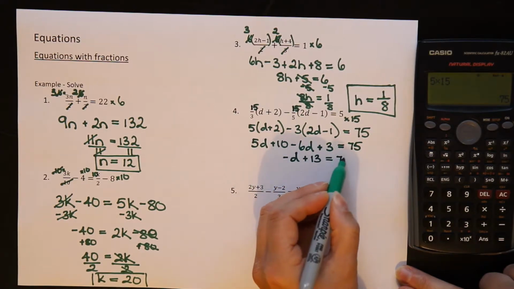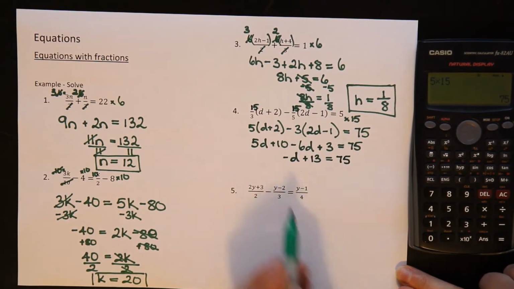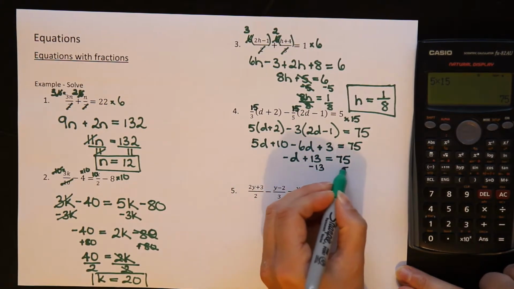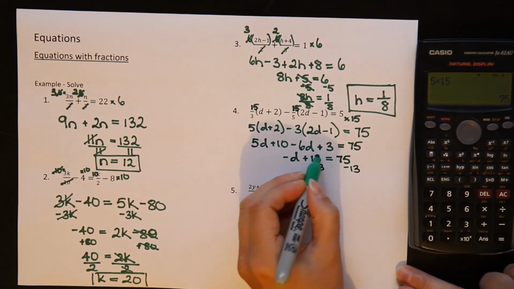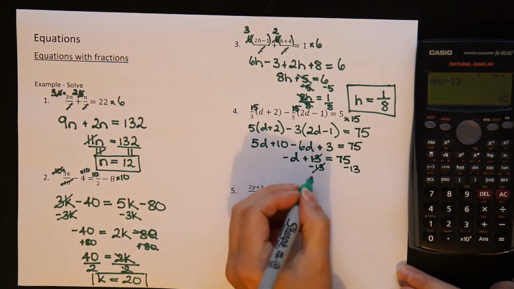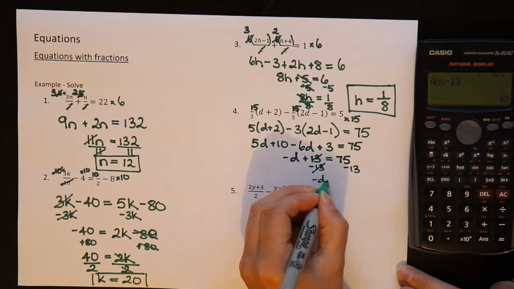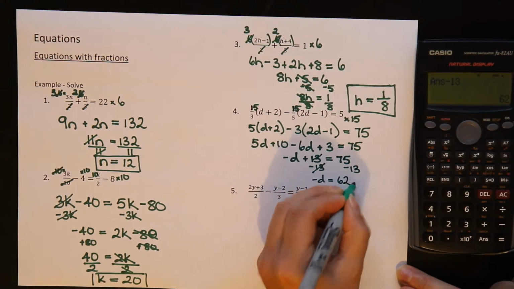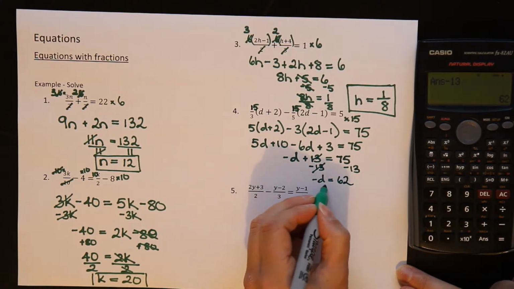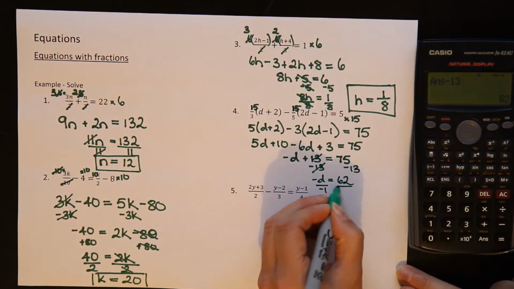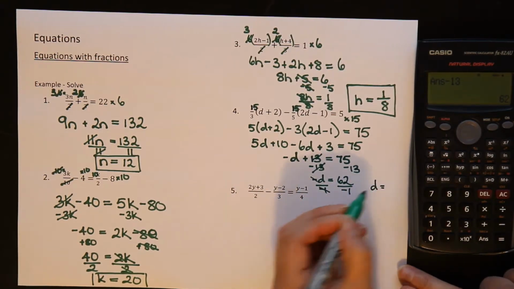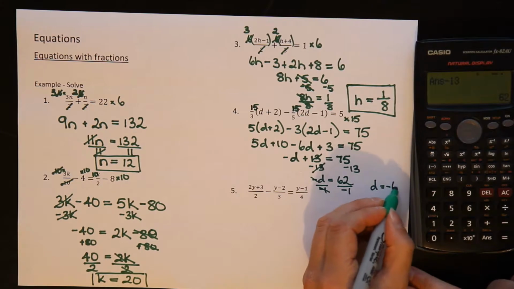That's equal to 75. Okay, moving things away from the d, I want to move this 13, so I subtract the 13. Gets rid of that. So we subtract our 13 and we'll get 62. Minus d is equal to 62. And then all I need to do is to move this minus sign, which is actually the same as dividing by a negative 1. So d is equal to negative 62.